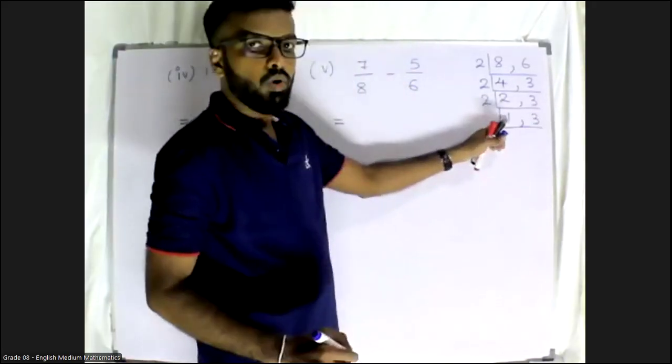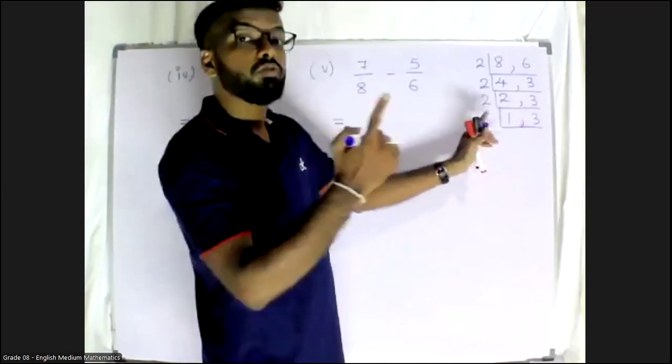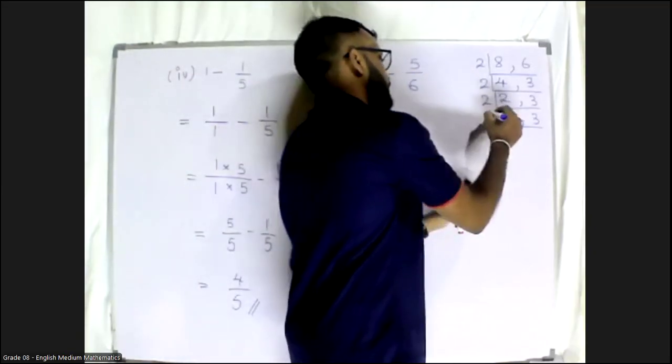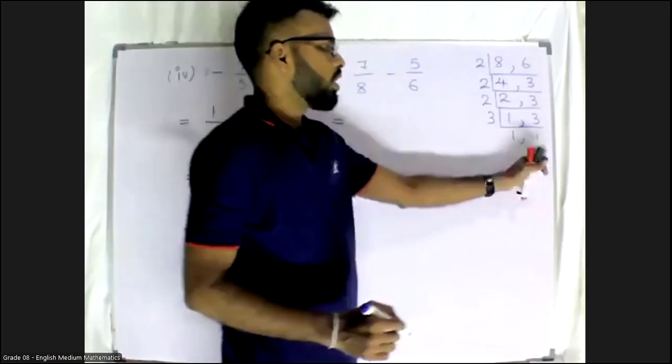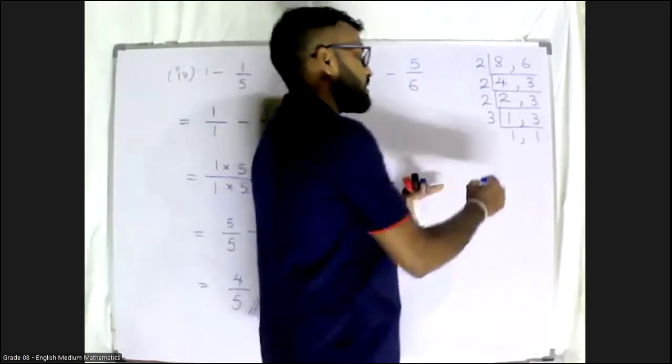Now here you have 1, here you have 3. Now you can divide this by 3. 1 comma 1. Now you have 1s. Now what's the LCM?